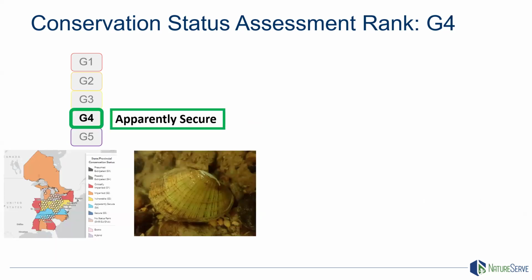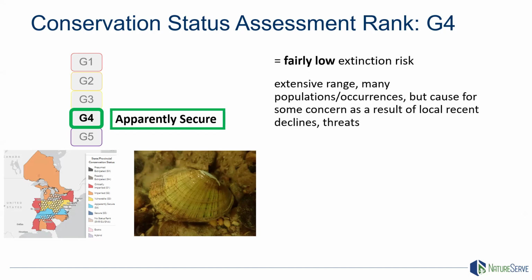G4 and G5 species in ecosystems are not at risk currently. G4, or apparently secure, indicates a fairly low risk of extinction due to an extensive range and/or many populations or occurrences, but with possible cause for some concern as a result of recent and local declines, threats, or other factors.